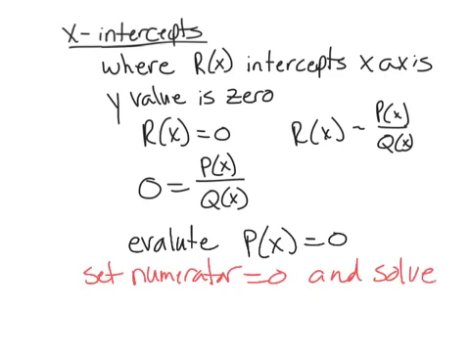Now when you are done, you will get a coordinate. You'll have a value for x, but your y value is going to be 0. So you're going to have a coordinate answer. You might have more than one. If this is a sub 1, a sub 2, comma 0, because your y value is going to be 0.